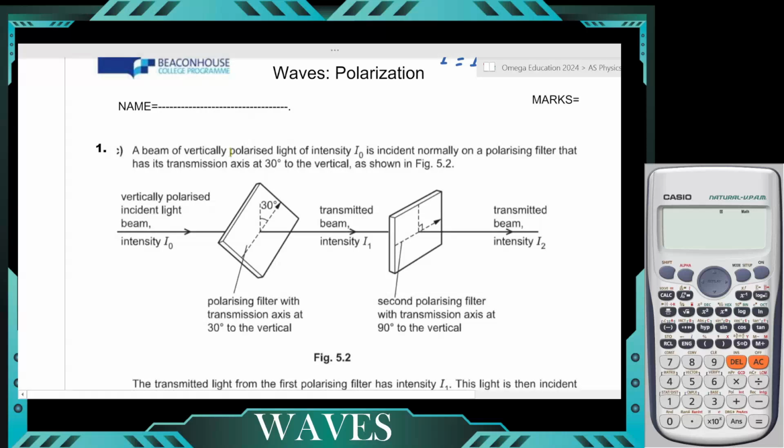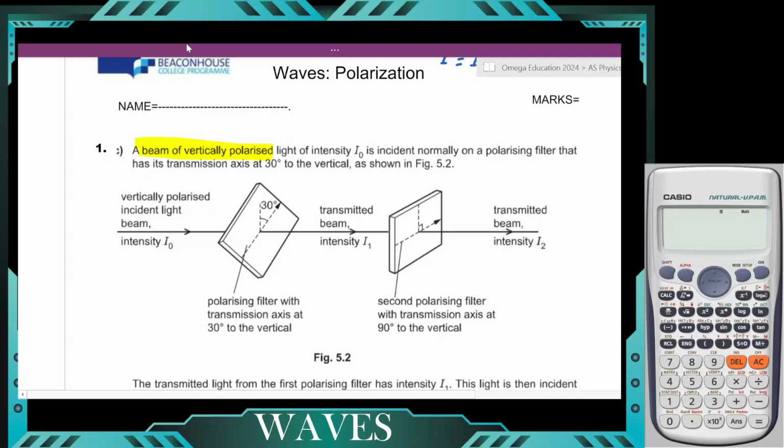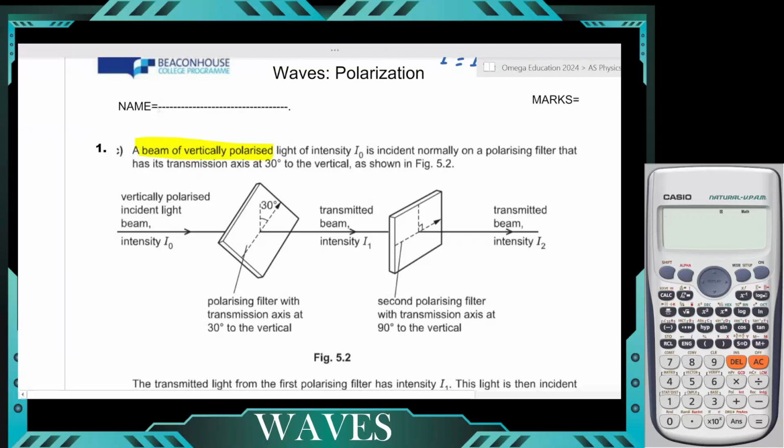A beam of vertically polarized light of intensity I naught. So you see, where does the question start from? A beam of vertically polarized light. What does that mean? It means the light beam is polarized already. They might have used a filter paper and they would have polarized the light. So an unpolarized light beam would have been passing through the filter, which would have been placed vertically, and hence we have a light which is vertically polarized, and the intensity of the light is I naught. So after getting polarized, the intensity of the light is I naught.